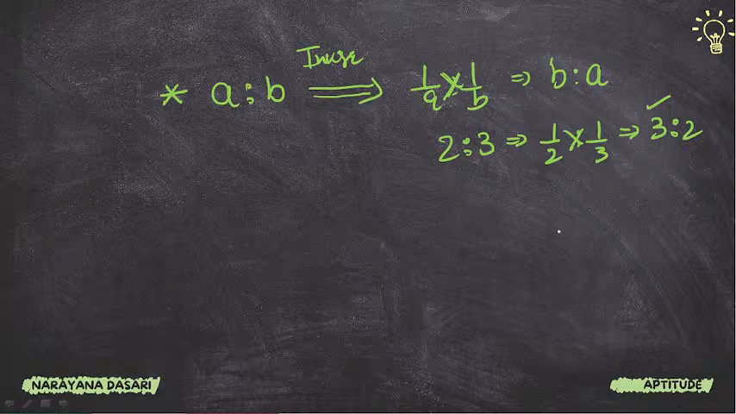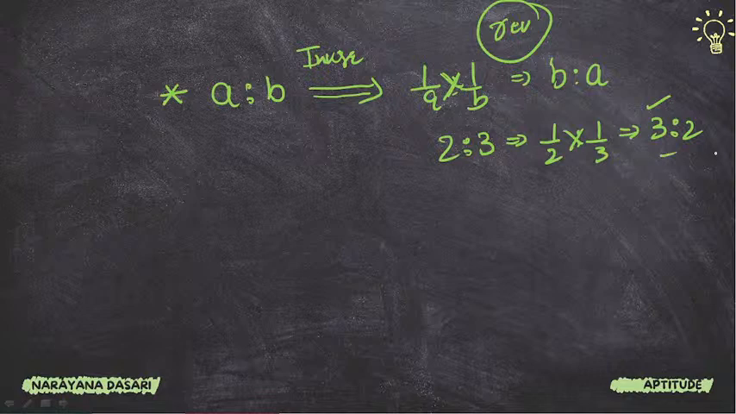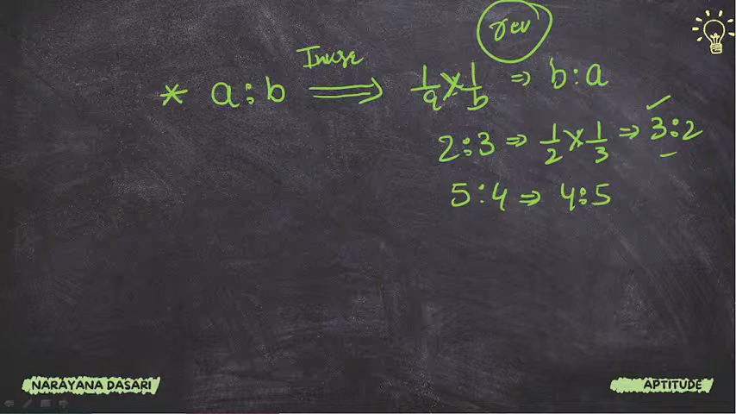But is it necessary to write all this? Not required. So simply, when only two quantities are given, remember to just reverse. 2 is to 3, what is the inverse ratio? 3 is to 2. For example, 5 is to 4, what is the inverse ratio? Just reverse, guys. 4 is to 5. Remember, reversing works only when 2 quantities are given.